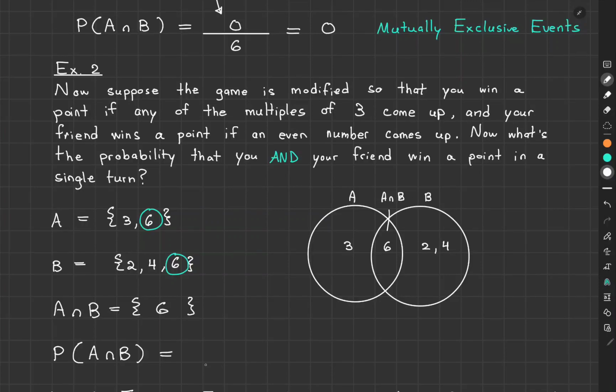Okay, well now I use the same formula. So the number of elements on my A and B list, which is 1, divided by the total number of elements in my sample space, which is 6. So my probability in this case of both players winning is 1 out of 6. There's one number that, if rolled, will give us both a point. Okay? And that number is 6. So this is the common element, or outcome.